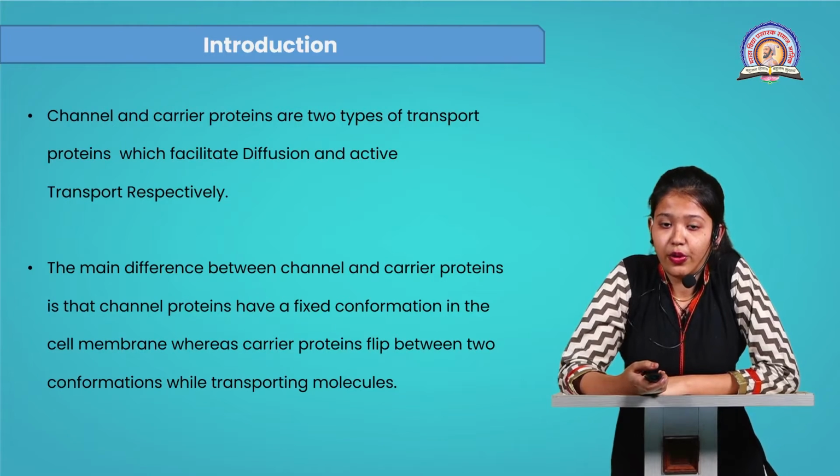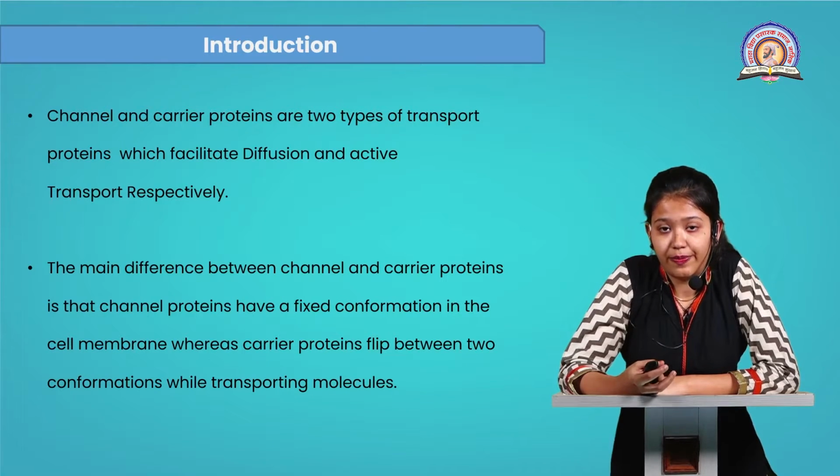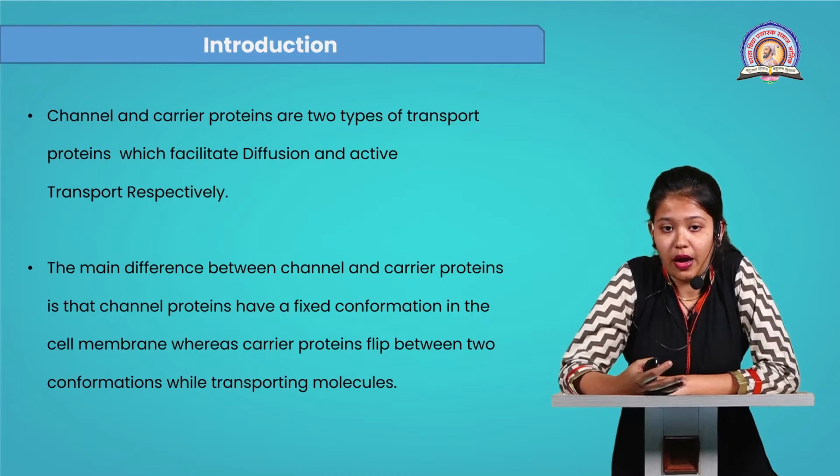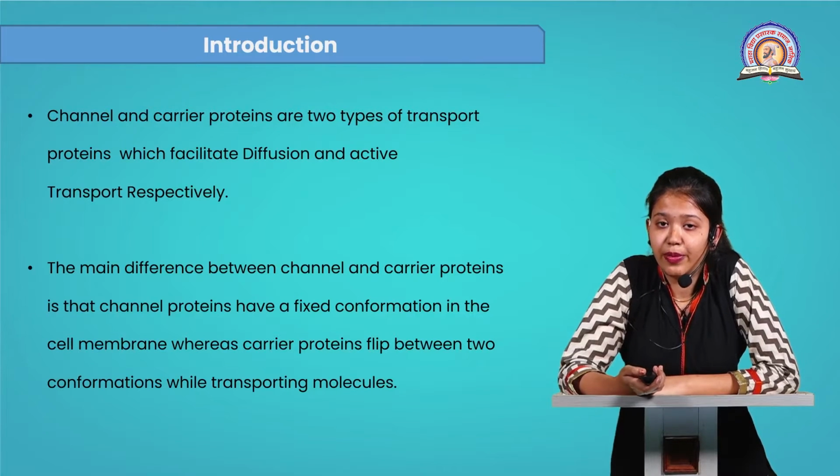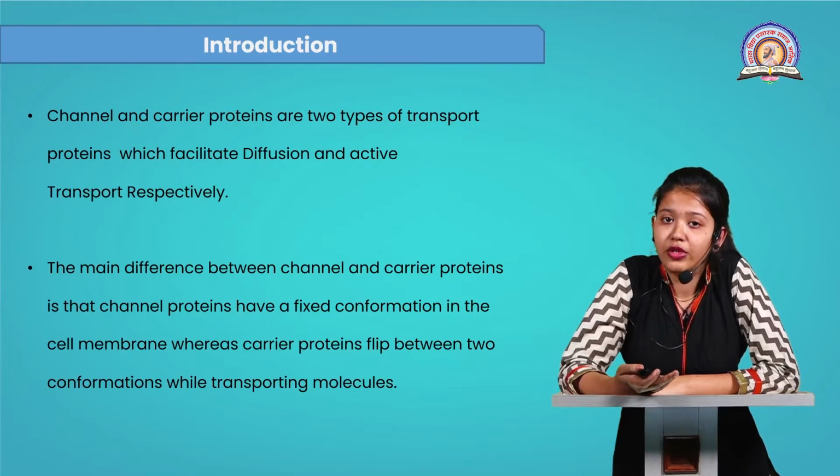Channel and carrier proteins are the two types of proteins used specifically in passive transport and active transport. The main difference between them is that channel proteins are specific in nature, while carrier proteins are not specific in nature. Both types of proteins are transmembrane proteins spanning the membrane multiple times.